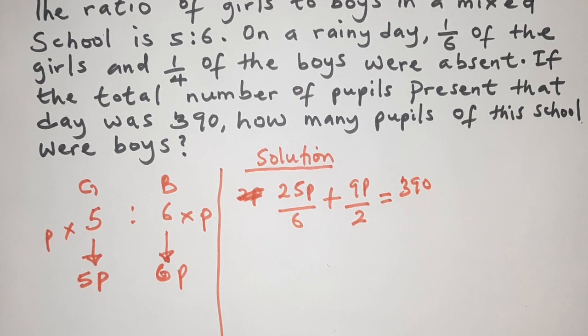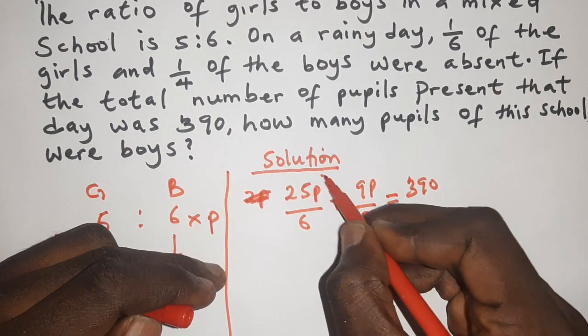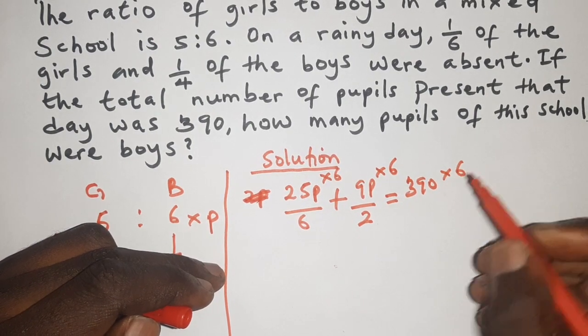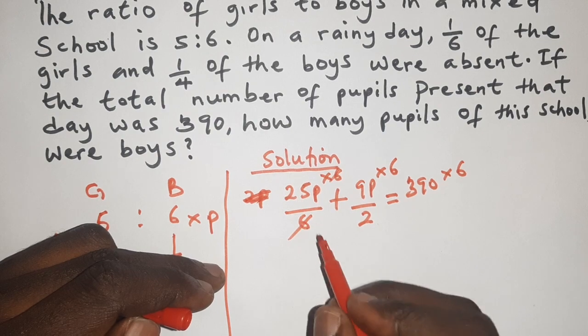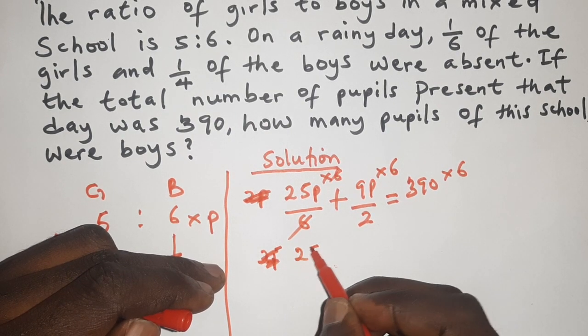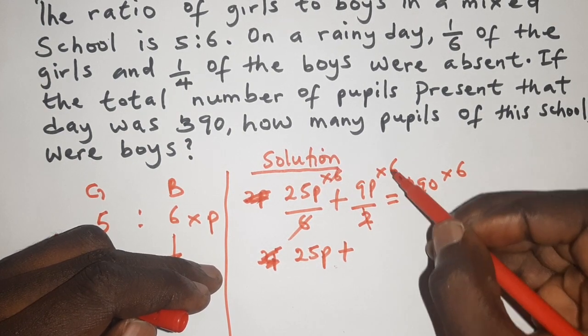Then of course this is simple algebra. I'll multiply through by the LCM. So the LCM of 6 and 2 is 6. So times 6, times 6 and times 6. So 6 cancels this 6. I'm left with 25p. Let me write this one properly. 25p plus 2 in 6 is 3.